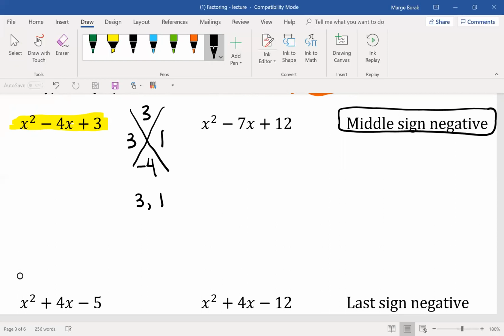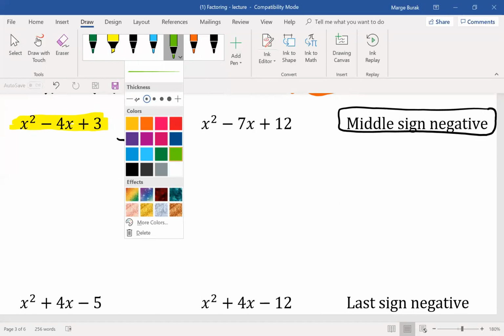And they better give me a negative 4. Otherwise, we're going to have to call this trinomial prime. So we have, well, sure enough, if I make it a negative 3 plus a negative 1, then a negative times a negative is a positive 3, and a negative 3 plus a negative 1 is negative 4. Sure enough, they work.